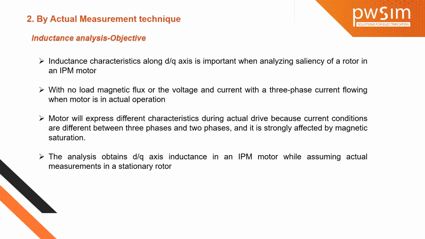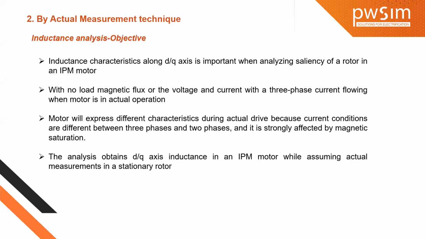So the next method is with the help of actual measurement. How are we doing the actual measurement? Here we are evaluating the inductance characteristics along the d-axis and q-axis. When the motor rotor is at saliency, we calculate the d-axis and q-axis inductance values. It is possible to calculate the inductance in the d-axis and q-axis just by measuring the no load magnetic flux. Here we are considering no load.